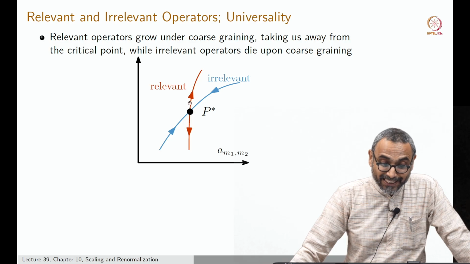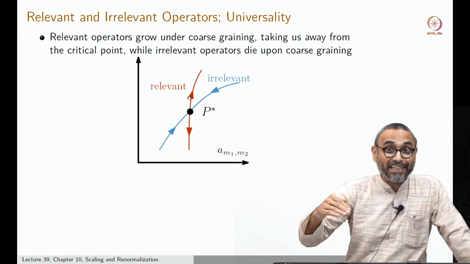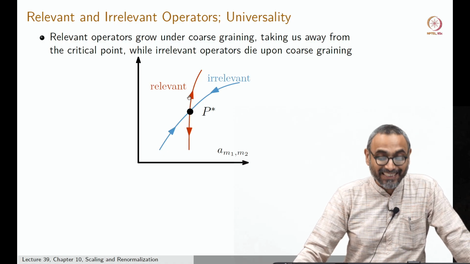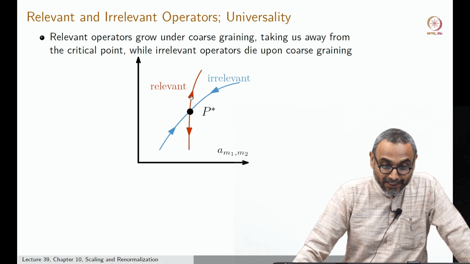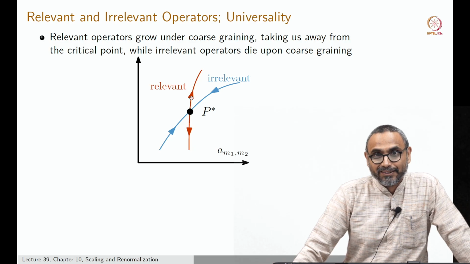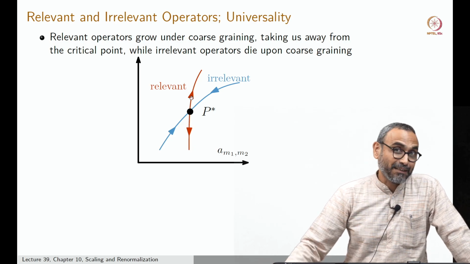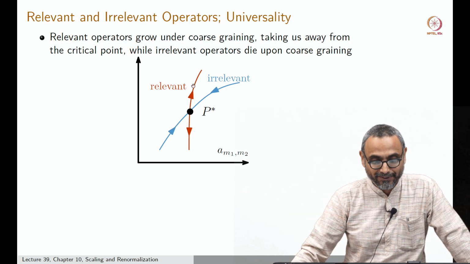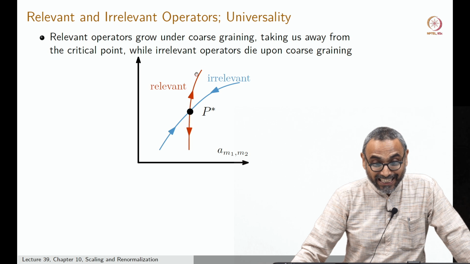But what happens if I am in this red direction here? This is another operator, let's call it O2, and there is a mu2 associated with this which is positive. So if I start with this, s is greater than 1, so s to the power mu2 will be something greater than 1. So I will move further away and further away and further away and so on. So this is a relevant operator.